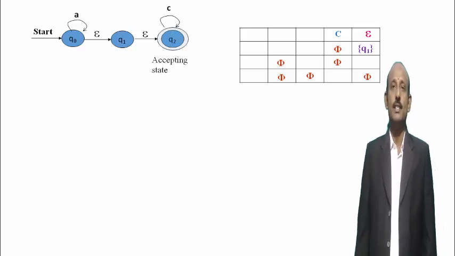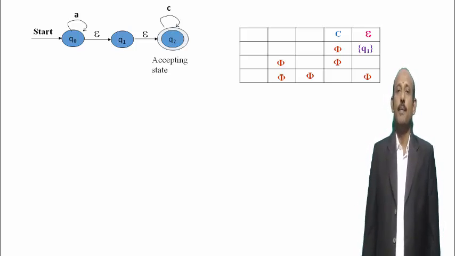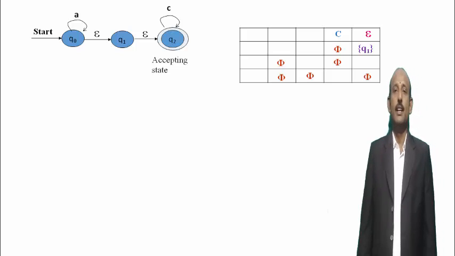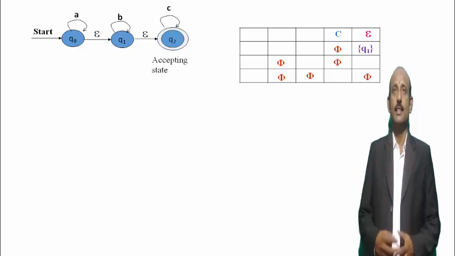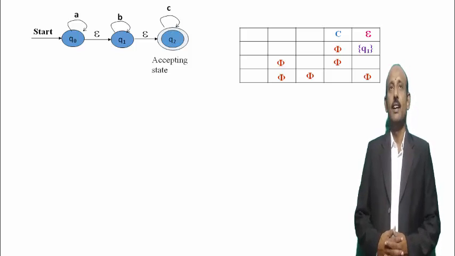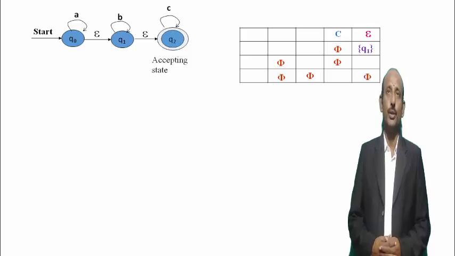In this Q1 state, we can apply the input B. After reading this B, multiple B's can be read from this state Q1.